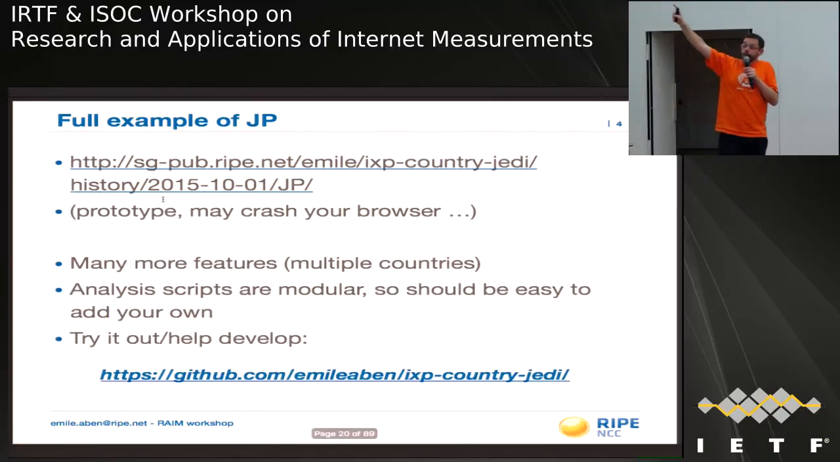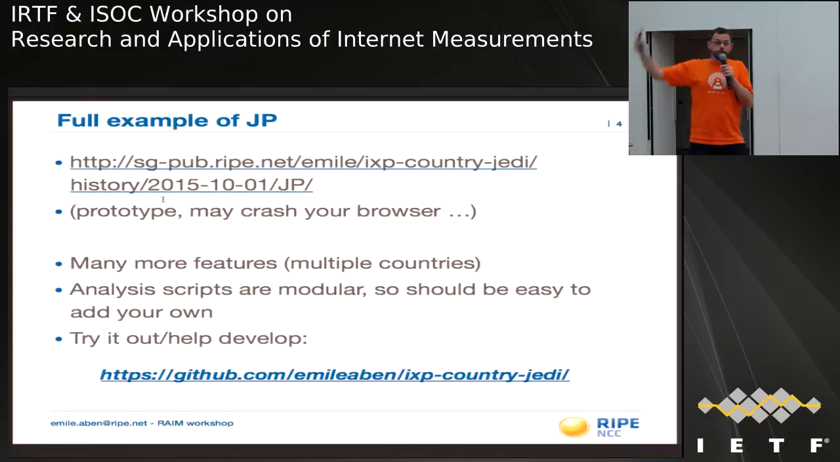That's the URL if you want to see this. This may crash your browser because it's all rather prototypey. Many more features. You can select two countries, for instance, Argentina and Chile, and see if they actually connect directly, or if you can see paths going through Miami. Yes, you can.